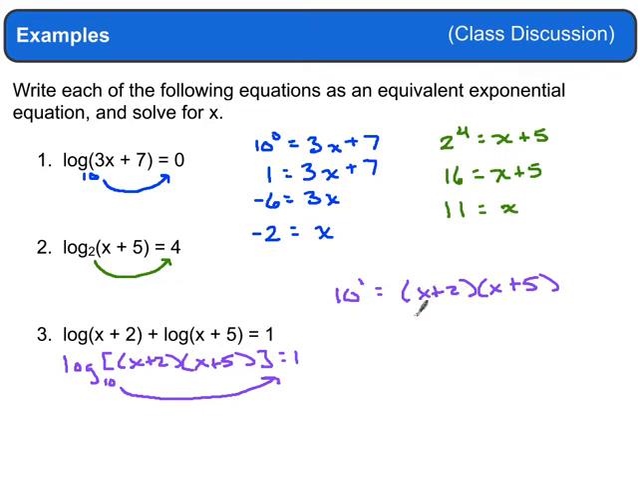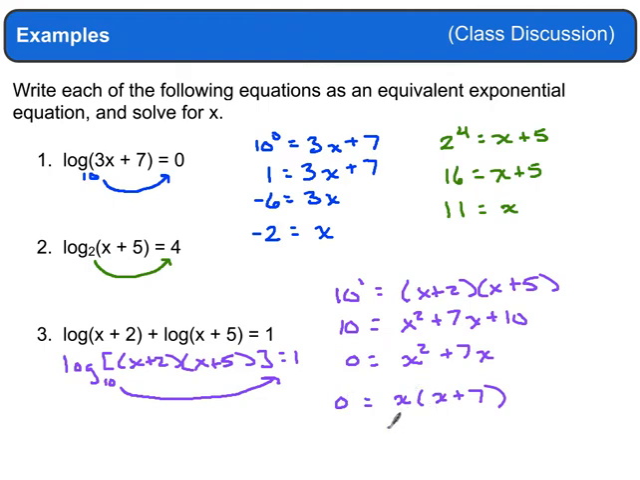So x times x is x squared. 5x plus 2x is 7x. And then 2 times 5 is 10. This is equal to 10. So if we subtract 10 over here, the 10's cancel out, so we end up with 0 equals x squared plus 7x. We have a greatest common factor that we can factor out, an x. That leaves us with x plus 7. And so when we separate this, we find that x equals 0 and x equals negative 7.